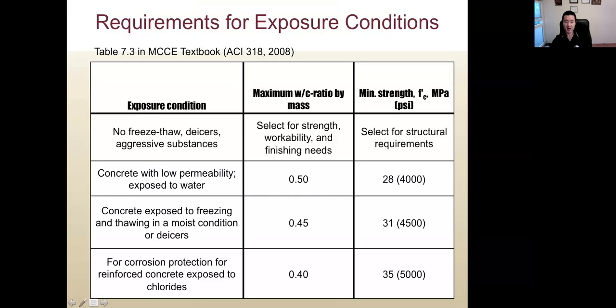The good thing is ACI, which is American Concrete Institute, gives us different tables to select, for example, the water cement ratio based on exposure condition. So these are the tables provided by ACI, and we can find them in the textbook. This table is based on the exposure condition of the concrete. For example, if there's a freeze-thaw exposure or a de-icing solution, we can select the maximum water to cement ratio. The harsher the environment, we should select the lower water cement ratio, or the minimum requirement for the strength of concrete.